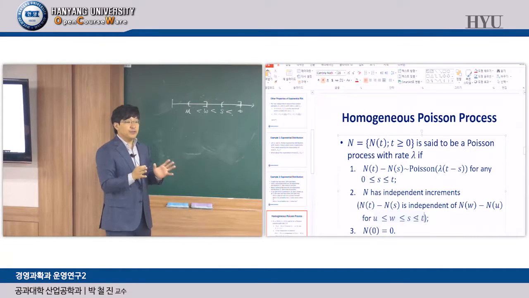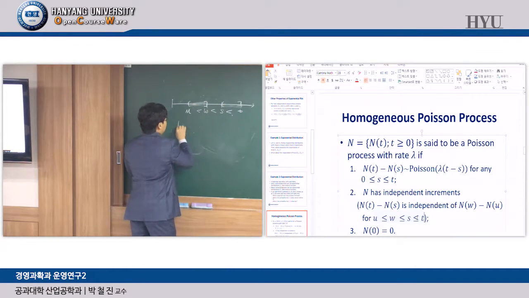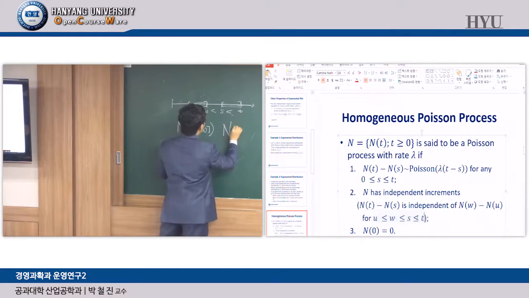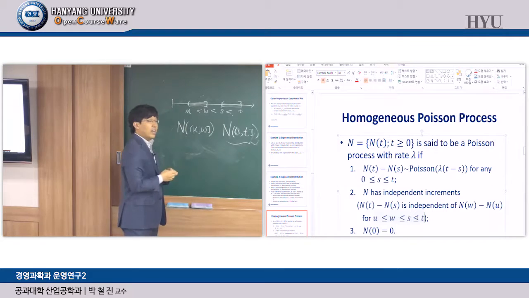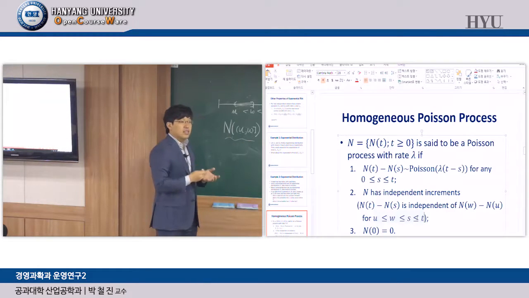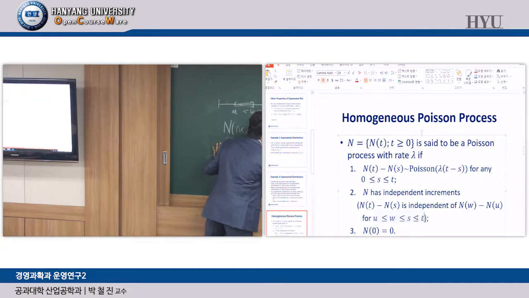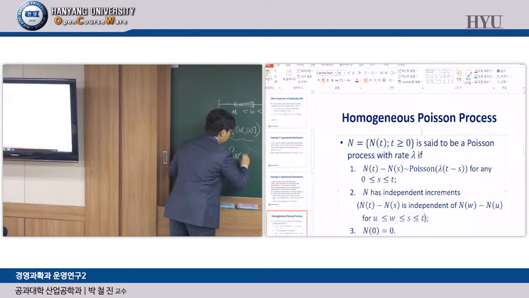Then we can construct two different random variables with these ranges: large N of U to W and large N of S to T. This one represents a Poisson random variable with rate lambda times T minus S. This one represents another Poisson random variable with rate lambda times W minus U.